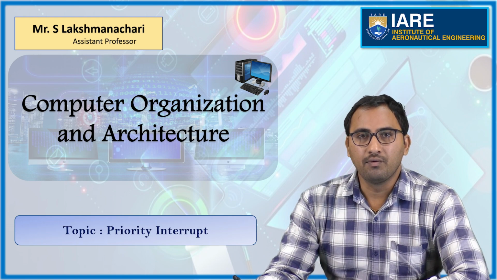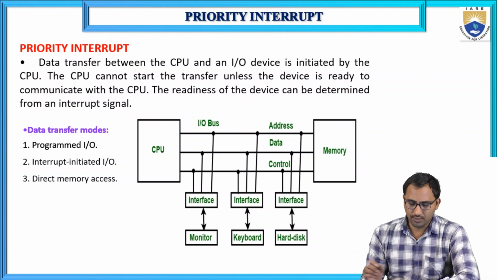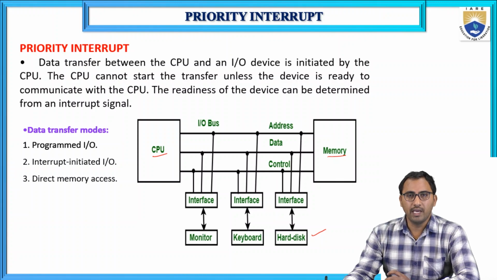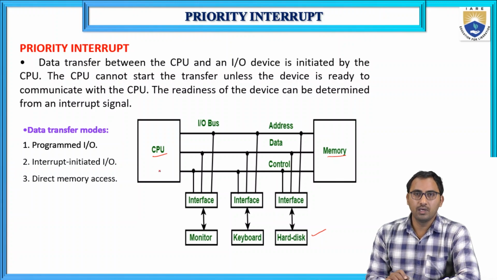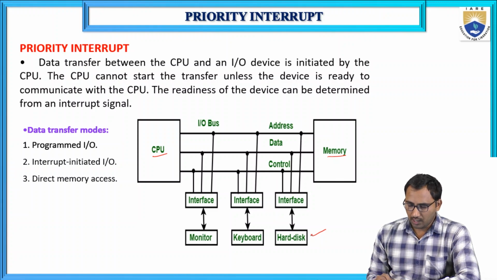In this lecture, we are going to discuss the priority interrupter. The digital computer system mainly consists of the central processing unit, memory subsystem, and I/O subsystem. These are the three main essential components of the computer. The CPU performs various operations, and memory is used to store programs as well as the data associated with those programs.